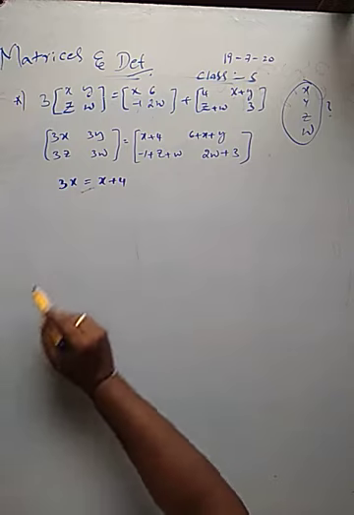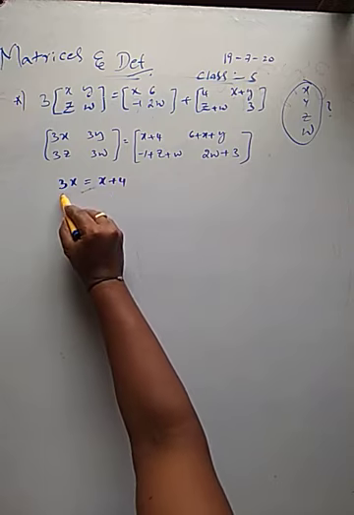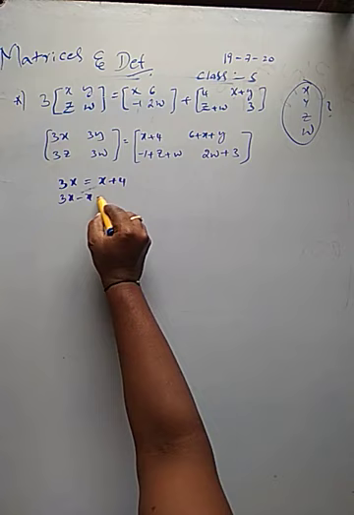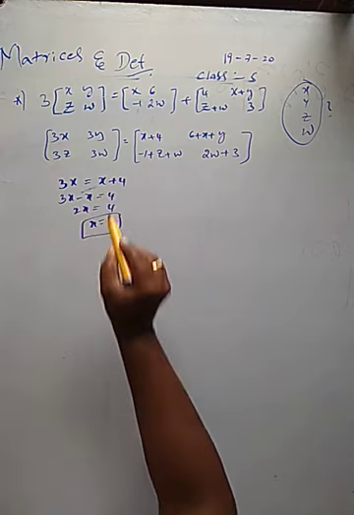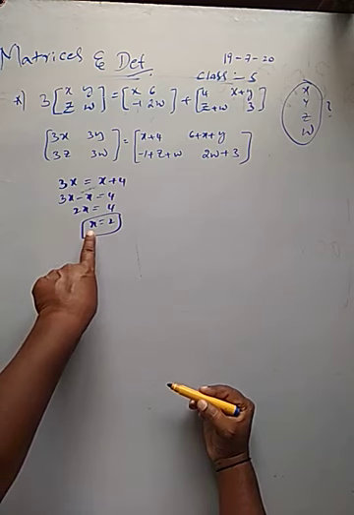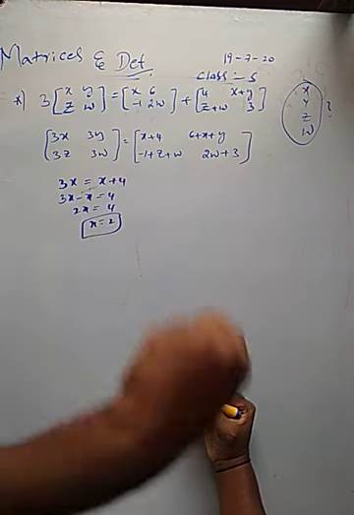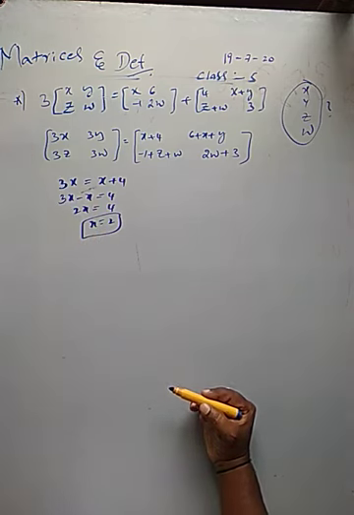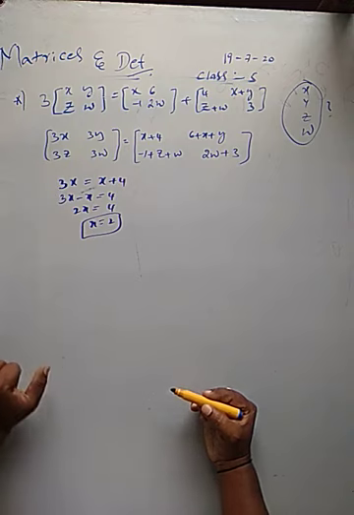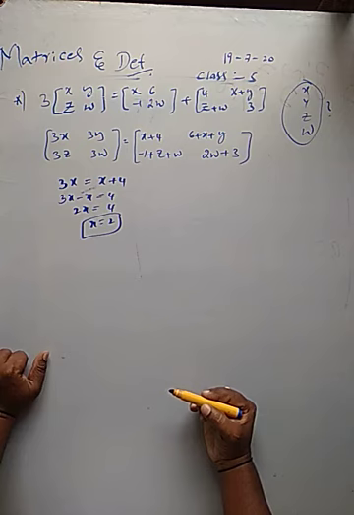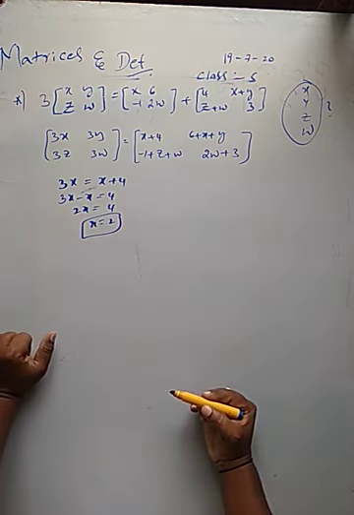3x is equal to x plus 4. Bring x to this side. 3x minus x is equal to 4. 2x is equal to 4. x is equal to 2. This is the value. In the previous problem, they were asking to find matrix capital X and matrix capital Y. Instead of writing capital X, capital Y, if you write small x in the previous problem, it is going to be wrong. In this problem, they are asking for the values of x, y, z, not matrices. In the previous problem, they were asking for capital X and capital Y matrices.